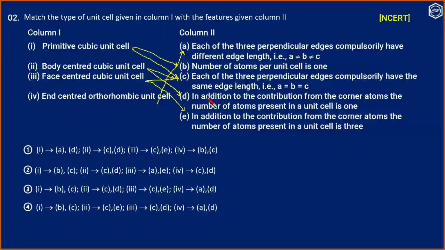It can also connect it to this one. In addition to contribution from corner atoms, the number of atoms present in the unit cell is 1. So in an end-centered unit cell, there are 2 lattice points at the opposite ends, each shared by 2 unit cells. So the contribution is half plus half, 1. So 4 can be connected to D also.